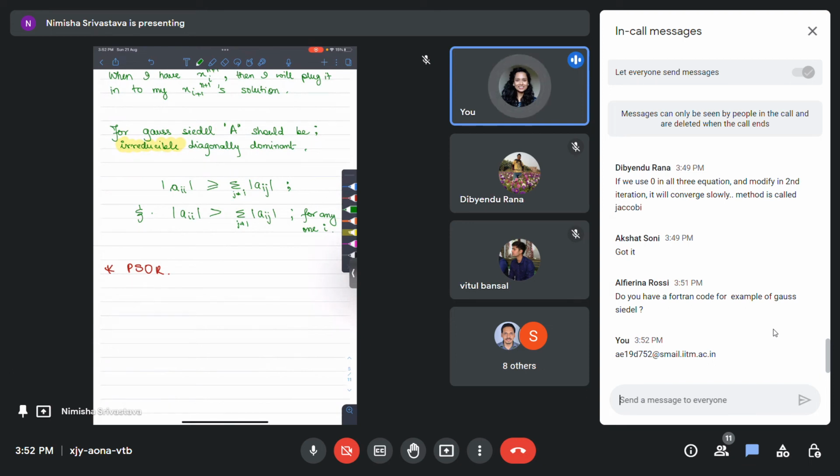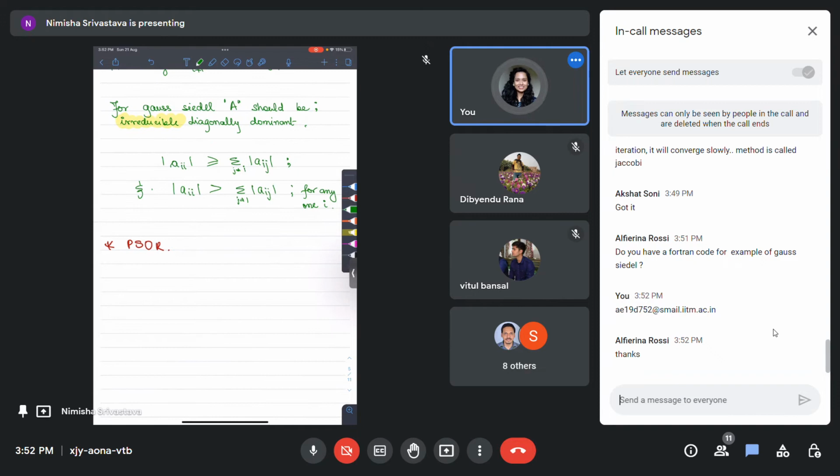PSOR is similar to the Gauss-Seidel method, but it's a sort of modified version of it. PSOR means point successive over relaxation. Why do we over relax, and what is over relaxation? First of all, we over relax in order to get quicker convergence.